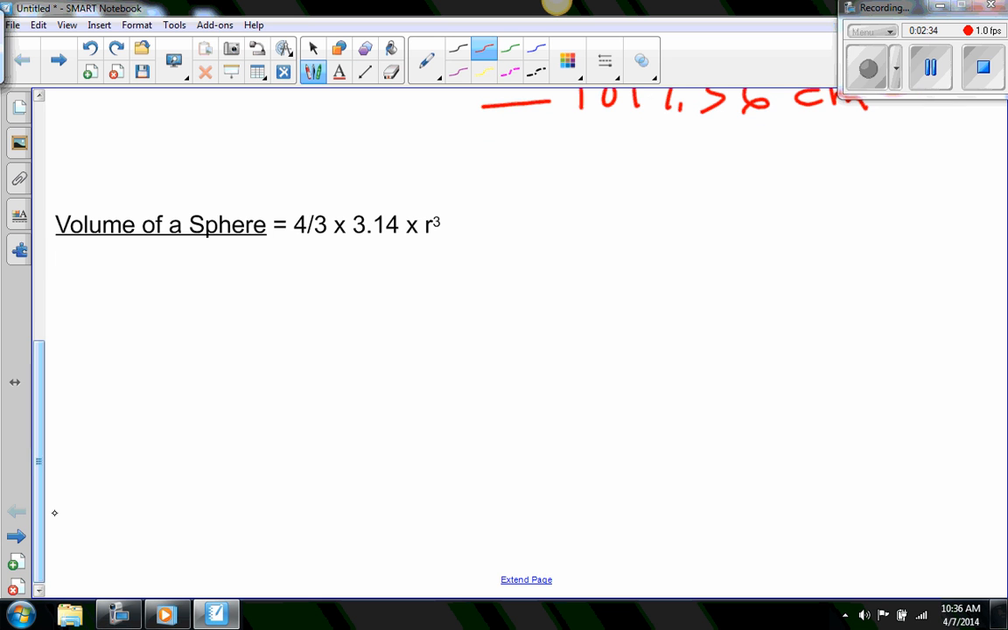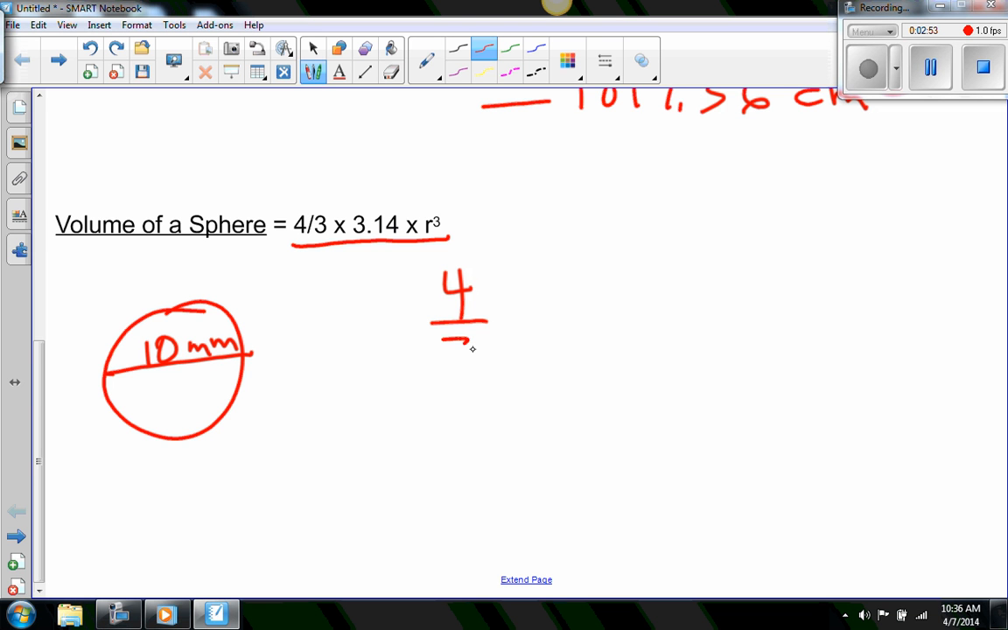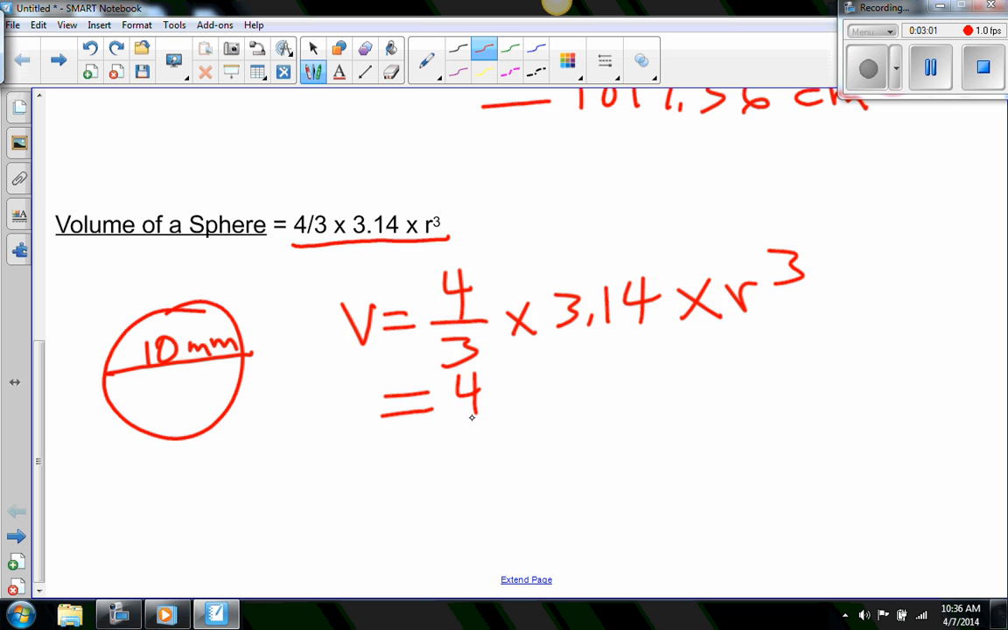Volume of a sphere is a little more complicated, but don't let it scare you just because it's got the 4/3 there. The formula is 4/3 times pi times radius cubed. So again, here's a sphere. Let's say that I give you the diameter. So we do 4/3 times pi times radius cubed. So 4/3 has to be there.